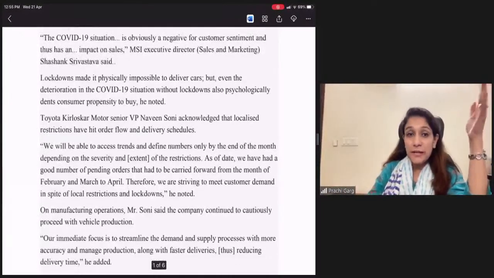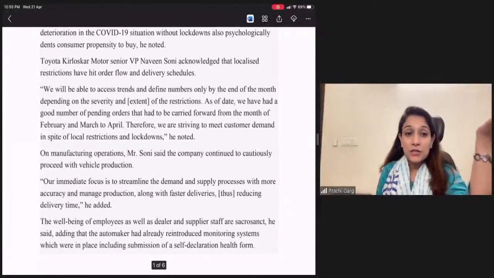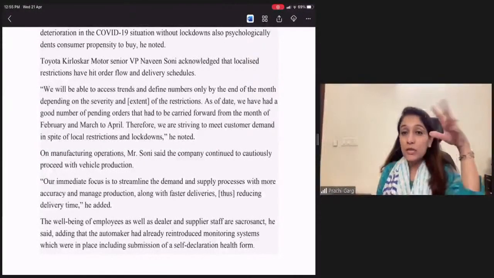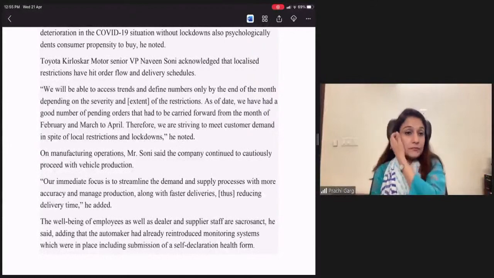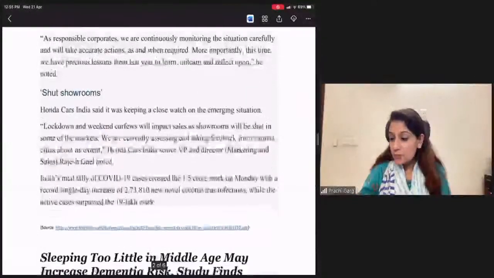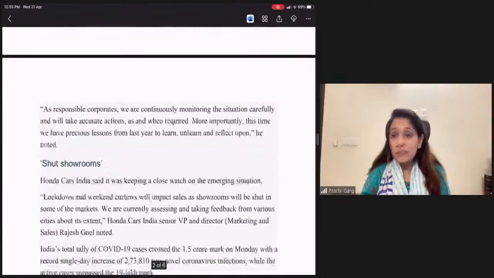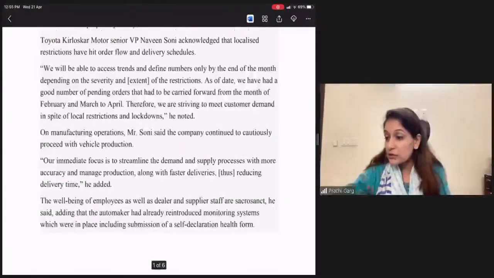So they are basically telling that by the end of the month, we will be able to say what is going to happen. On manufacturing operations, Mr. Soni said that the company continued to cautiously proceed with vehicle productions. Right. So now basically this entire article talks about the impact of COVID-19, right? How the showrooms are going to shut and why people are feeling this drop down in the car situation, right?